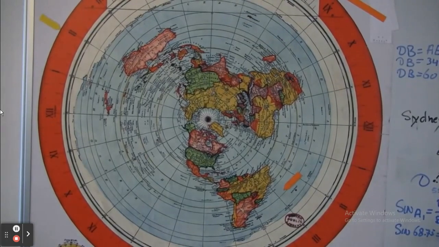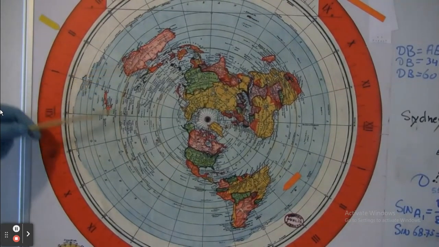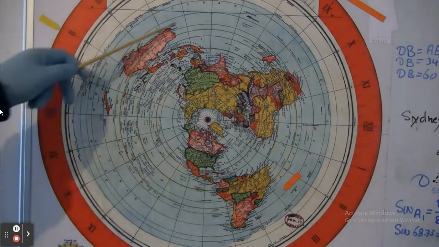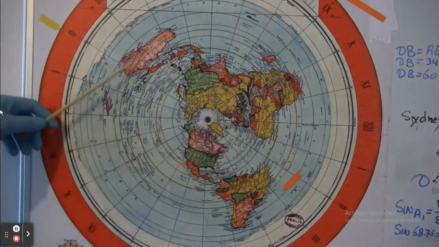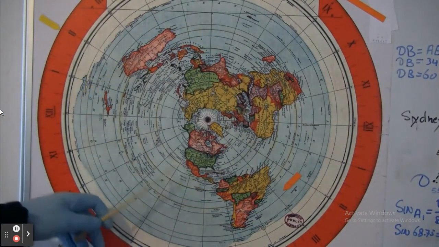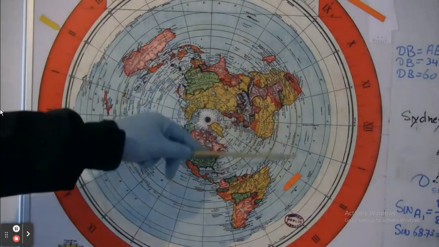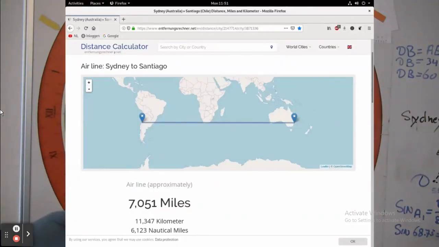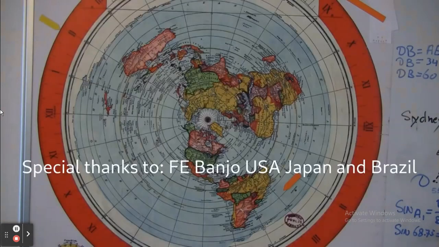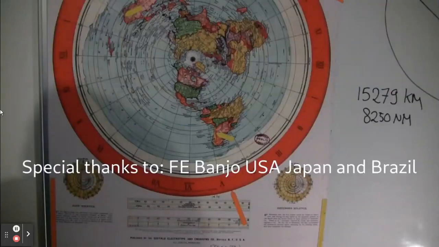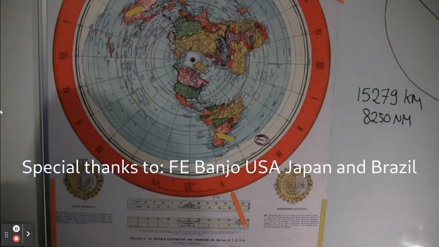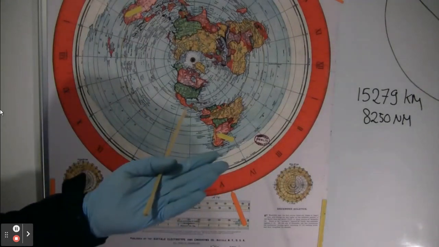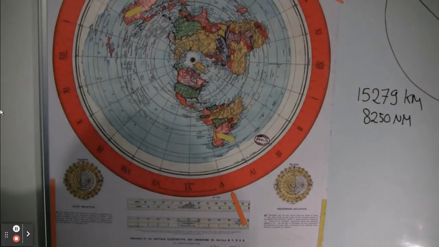Some globe believers think when you fly from Sydney to Chile, you fly like this. In reality, you fly like this. But if you believe you fly like this, whatever makes you happy, as long as it's a safe flight. Alhamdulillah, done. I hope I answered your question. Thanks for watching.